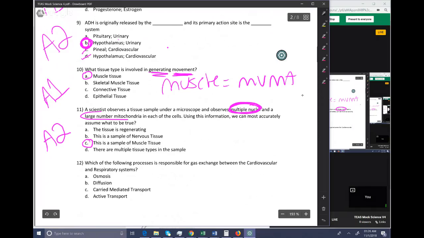The large number of mitochondria, we only see that with muscle. So everything that starts with an M has to do with muscle. Muscle has a lot of mitochondria and it generates movement. All of those start with M. So this is actually what should have made you certain that it's muscle tissue. This is also true of muscle tissue, but it was sort of extra in the question because you had one thing that trumped the other one in a sense.